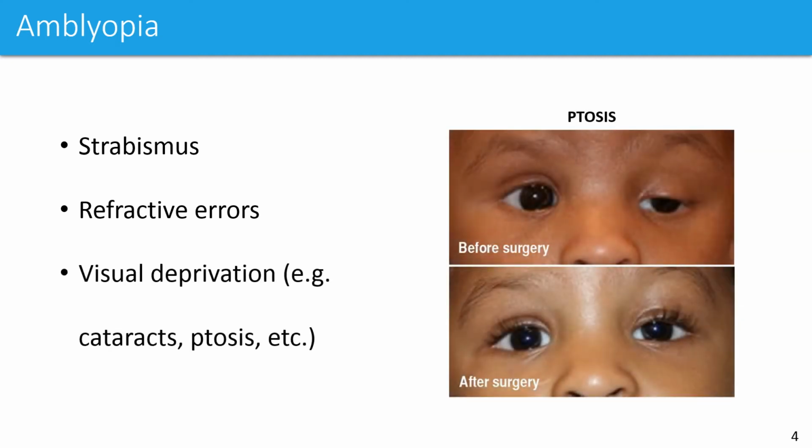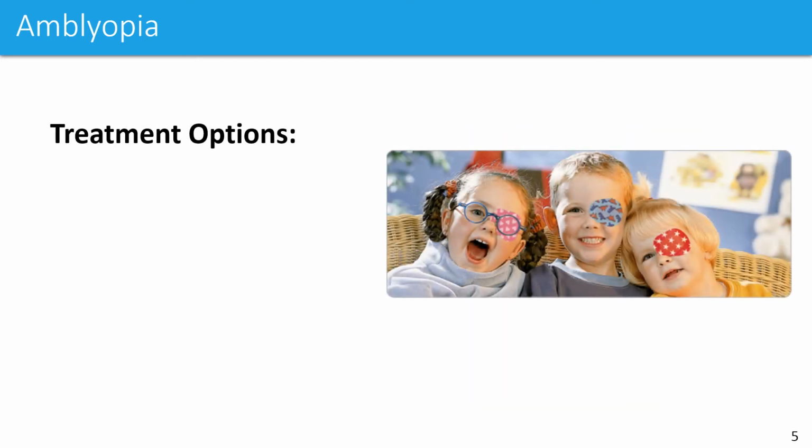Amblyopia can be caused by misaligned eyes, a condition known as strabismus, refractive errors, such that one eye is more nearsighted or farsighted, or an obstacle blocking visual stimulation to the eye, such as cataracts or a droopy eyelid, also known as ptosis. The good news? This disorder can be easily treated at a low cost if caught early.